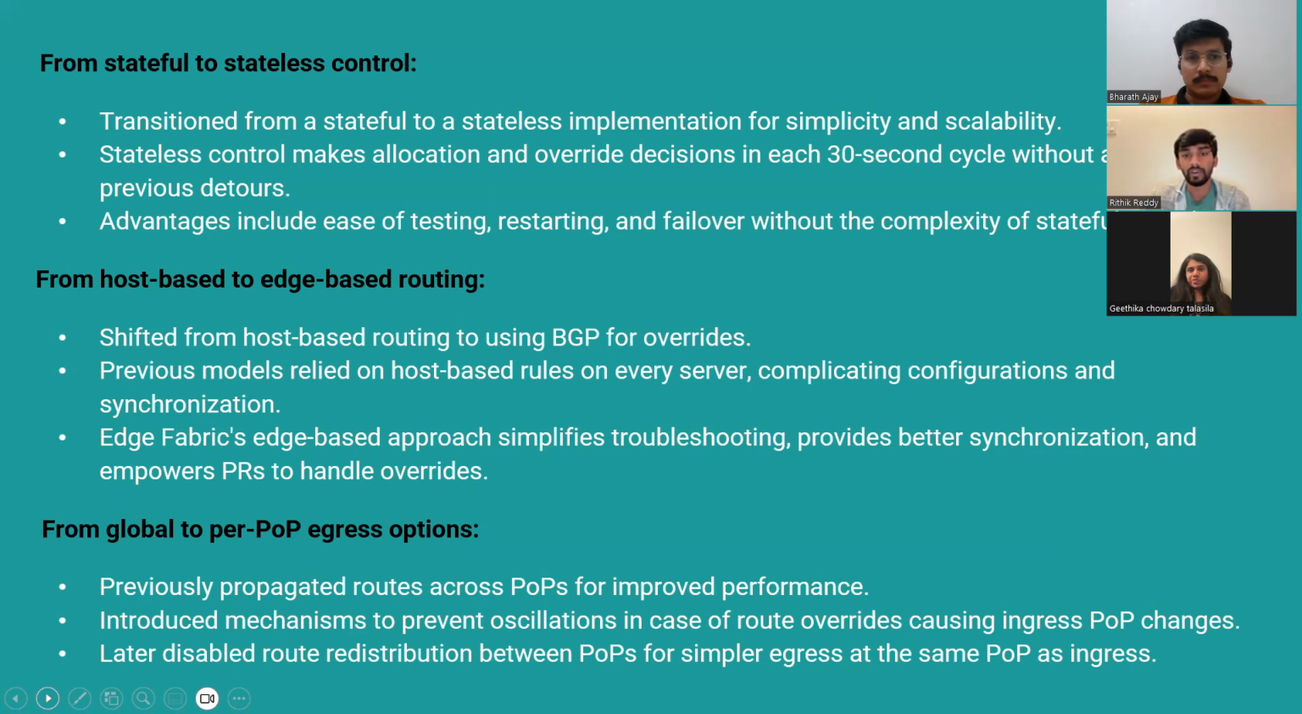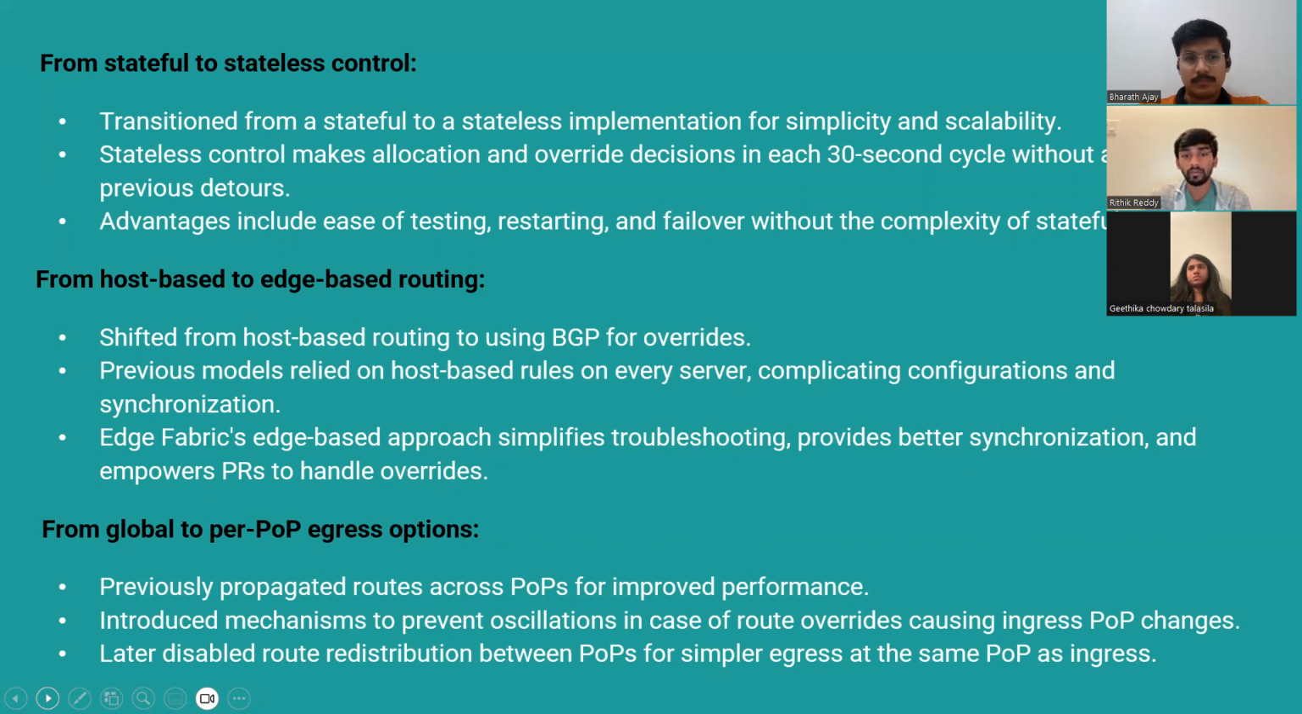And the next one is from host-based to edge-based routing. It shifted from host-based routing to using BGP for overrides. The previous model relied on host-based rules on every server, complicating configuration and synchronization. The edge-based approach simplifies troubleshooting, provides better synchronization, and empowers PRs to handle overrides.